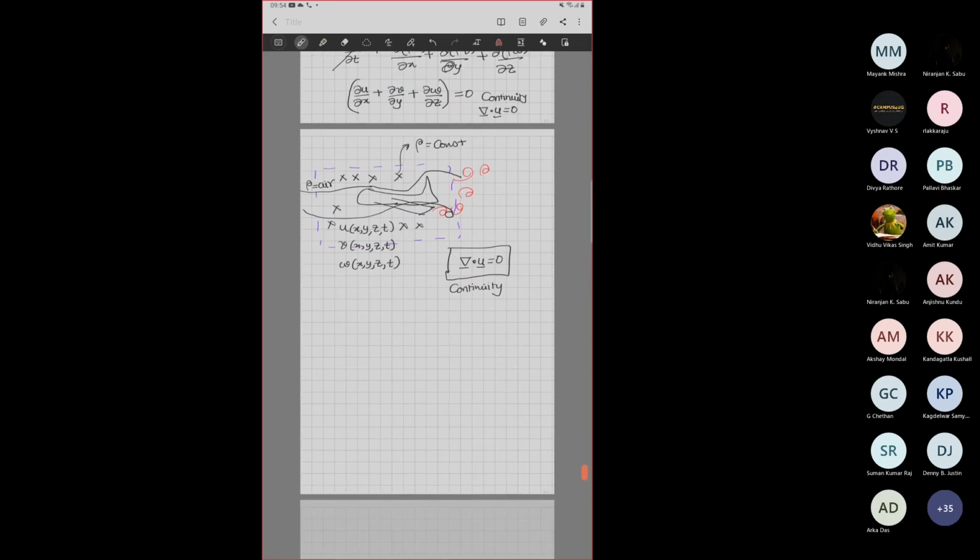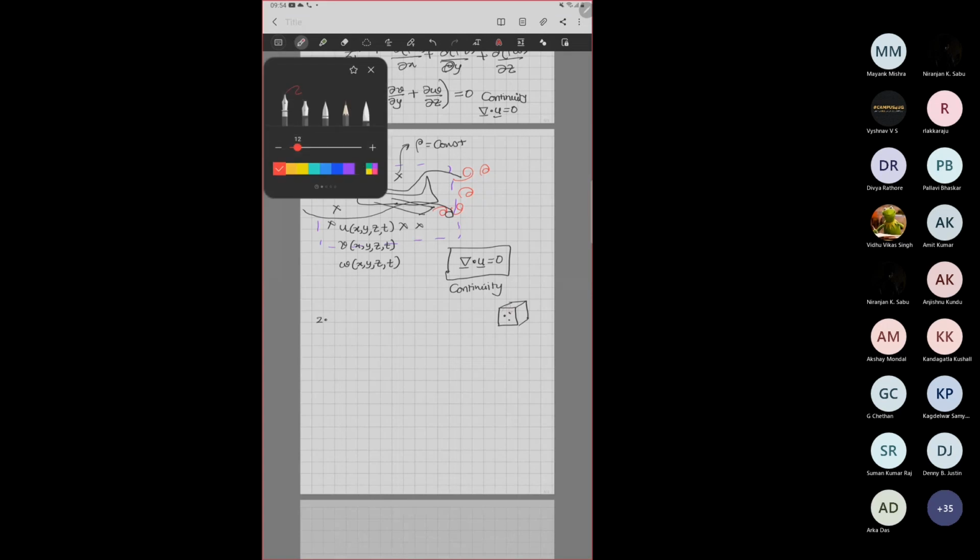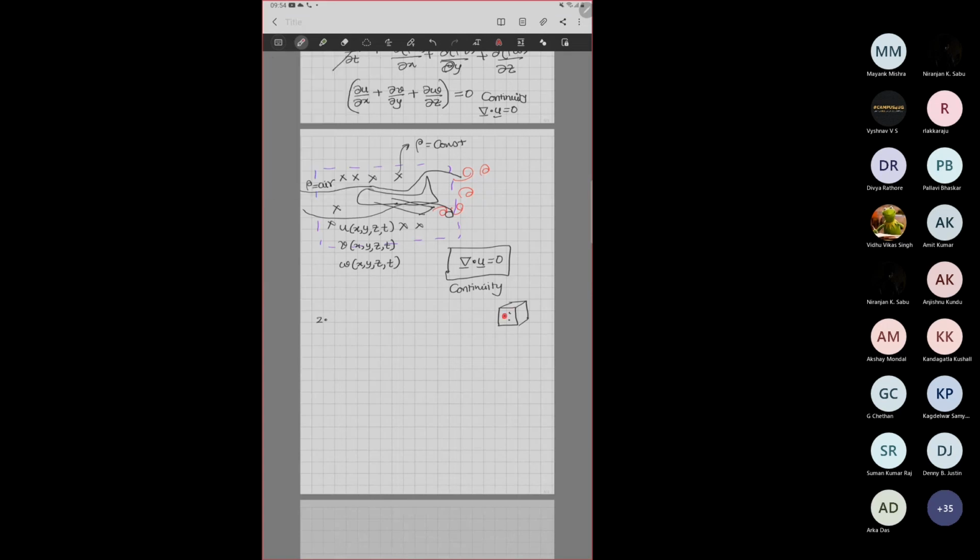Now let us look at the second case. Within that box, I really have no idea whether density is constant or not. I don't know. But what I can assure you is that whatever fluid particle comes into the system, the same fluid particle goes out. Think of a situation where the fluid particle density is constant throughout its motion.